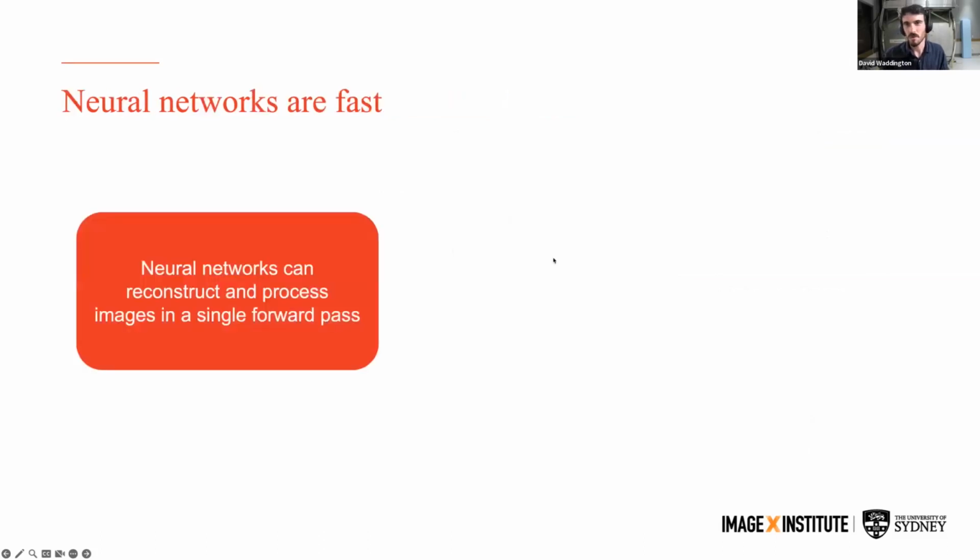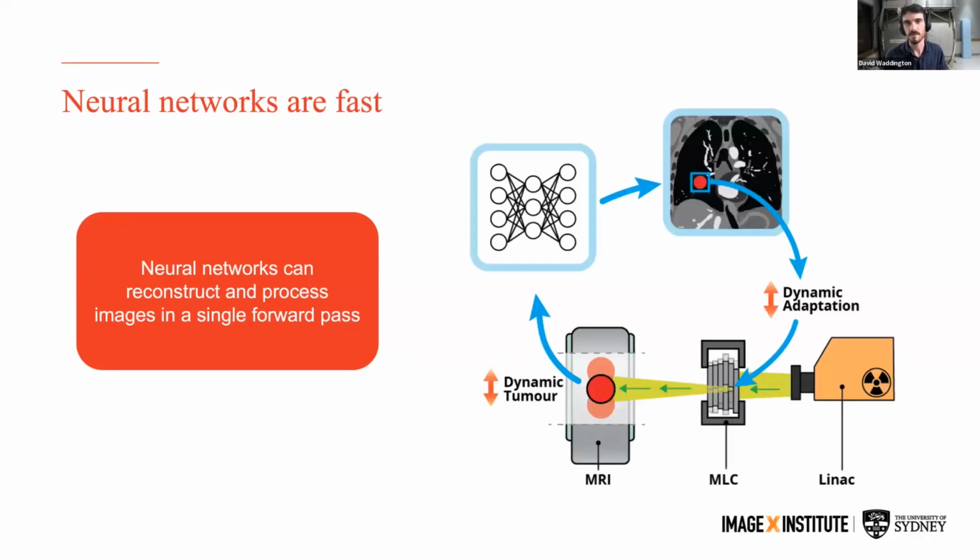Well, we all know the magic of AI that's been coming out, all of the advances, the great power that comes from that. One of the things we don't speak about a lot is that once these neural networks are trained, they are really, really fast. They can reconstruct and process images in a single forward pass. So the vision here is to harness that power of AI and integrate it into the MRI scanner workflow. We're imaging, then using AI for whatever task we need to achieve, whether it's reconstruction, image enhancement, or segmentation, and then using that to adapt our beam shaping device to track the tumor.